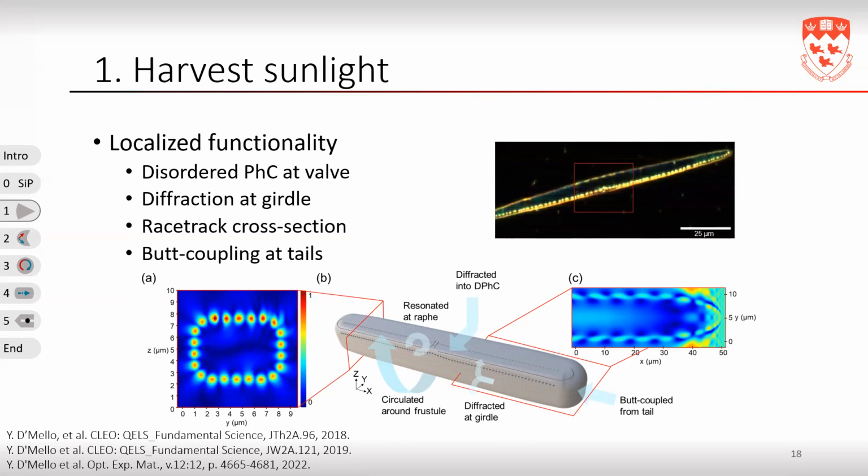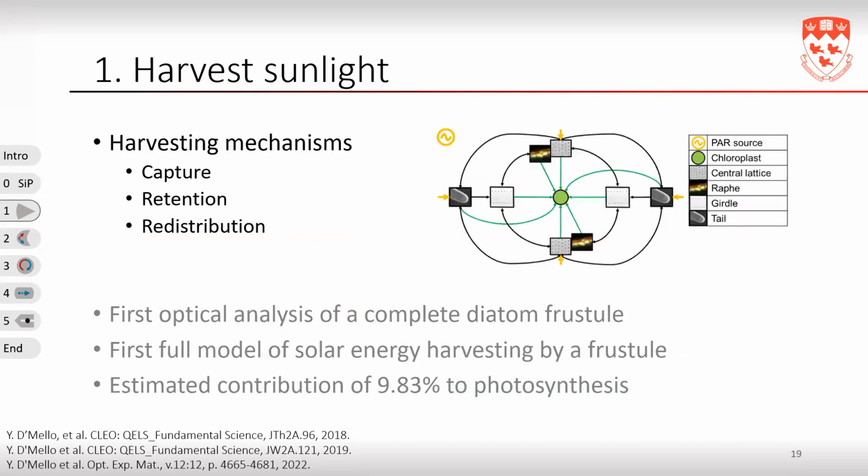Now, if I combine all of these functionalities into one photonic circuit, I created a model of the frustule, which allowed me to identify 3 harvesting mechanisms: capture, retention, and redistribution. This study was the first full optical analysis of a complete diatom frustule. I used this analysis to produce the first model of solar energy harvesting by the frustule, and then used the model to estimate the contribution of the frustule at about 9.83% to photosynthesis.